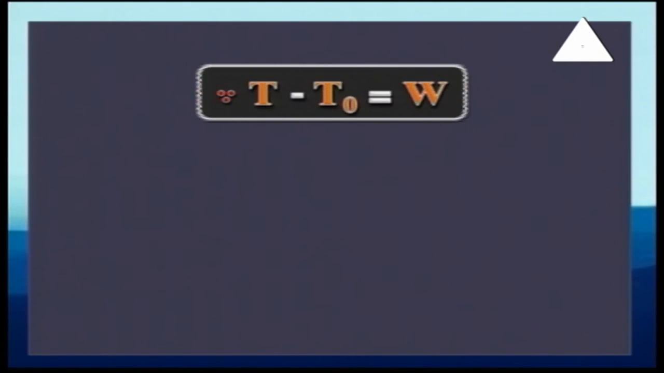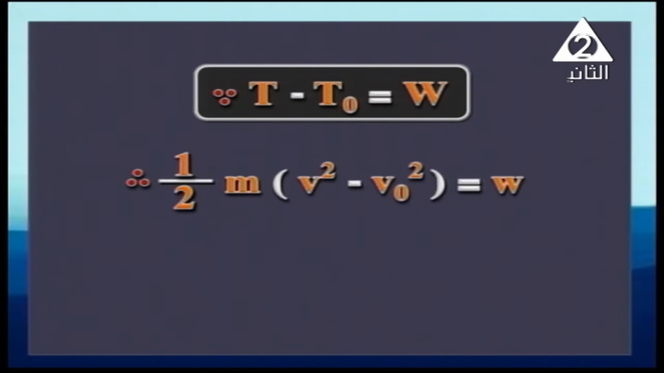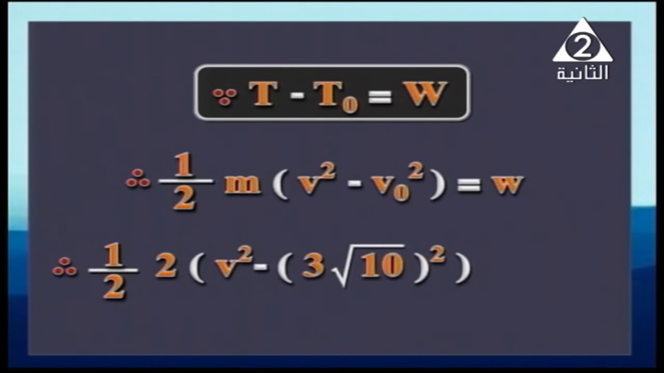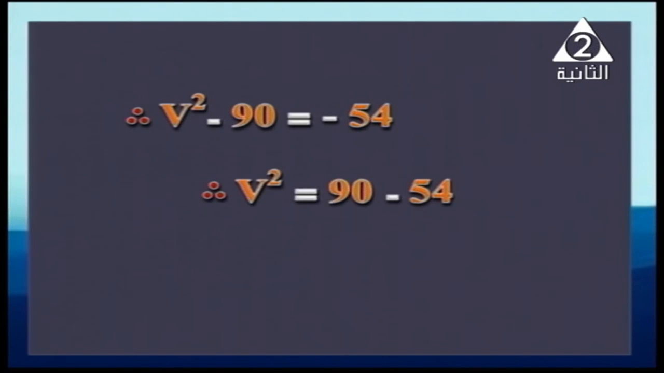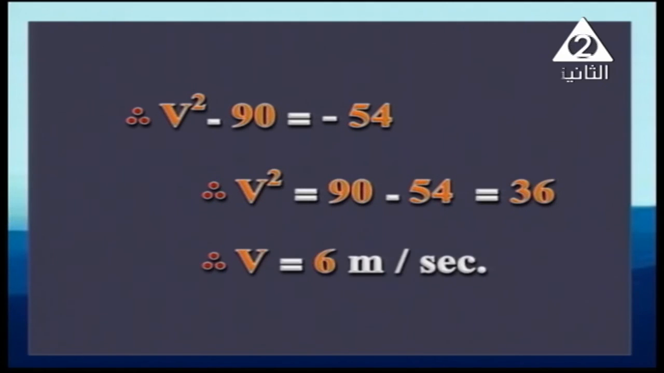We know that T minus T naught equals the work done. By substitution, half M multiplied by the bracket V squared minus V naught squared equals the work done W. Then half times 2 times V squared minus 3 root 10 all to the power 2 inside the bracket equals the work done, negative 54. Then V squared minus 90 equals negative 54. Then V squared equals 90 minus 54 equals 36. Then the velocity equals the square root of 36 equals 6 meter per second.